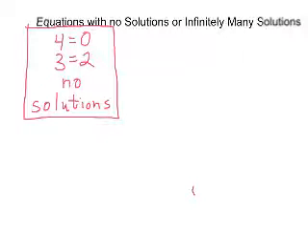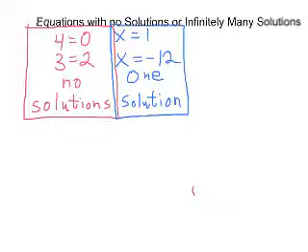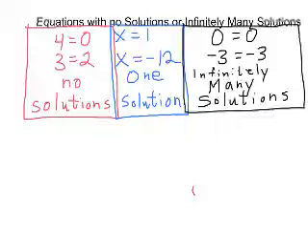So, no solutions: the result is an equation such as 4 equals 0 or 3 equals 2, which is always false for any value of the variable. One solution: the result is an equation such as x equals 1 or x equals negative 12, which is true for only one value of the variable. And then infinitely many: the result is an equation such as 0 equals 0, negative 3 equals negative 3, or x equals x. It's true for any value of the variable you use.